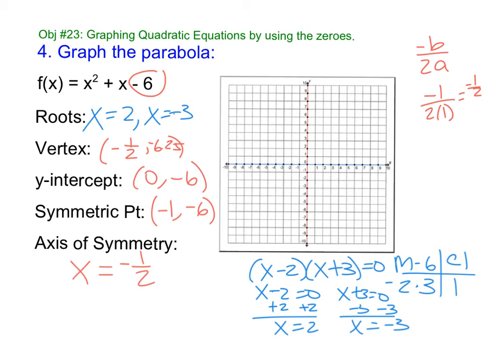All right, so let's graph this. So I have 2, -3, -1/2, -6.25. So we're just going to do the best we can with this. Looks like it's about here, right? And then 0, -6 is really close, and -1, -6. So all those points are really, really close together. And then we're going to connect the dots, make it a nice graph.